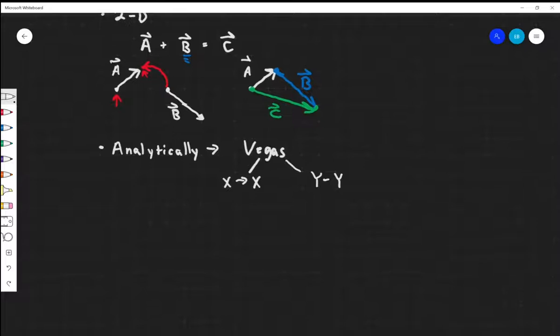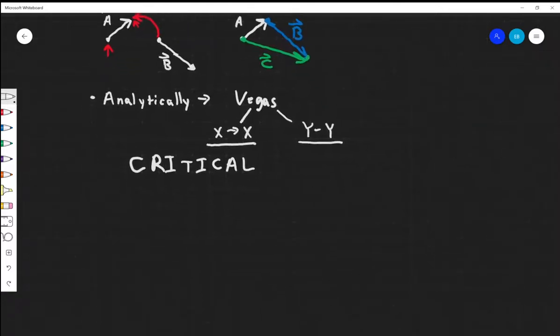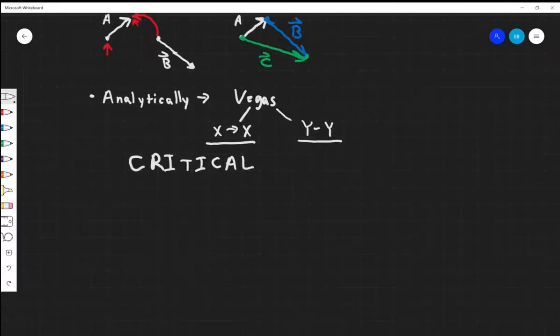Okay. This process of adding vectors in 2 dimensions, adding only the X stuff with other X stuff and only Y stuff with other Y stuff, this is critical. I cannot emphasize how important it is that you get good at doing this stuff. You have to be able to do this. You will not pass physics if you cannot figure out these kinds of vector notations. So this is very, very fundamental.